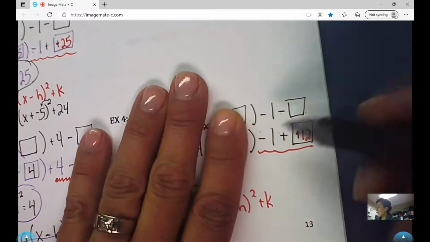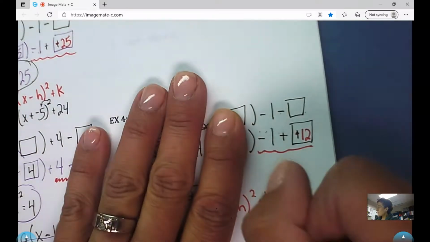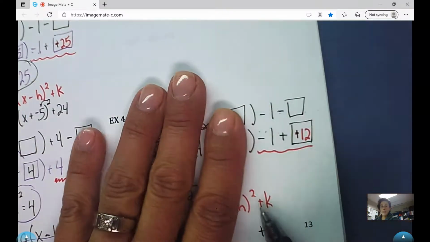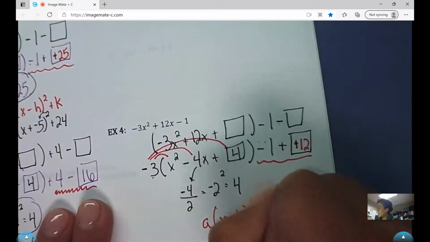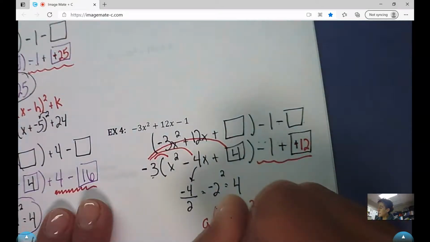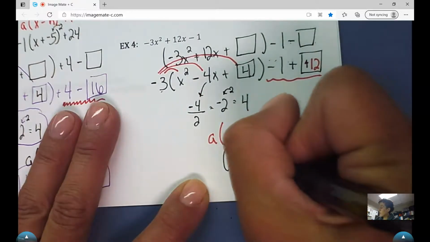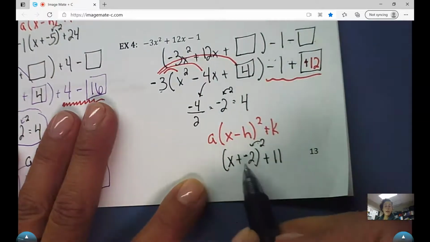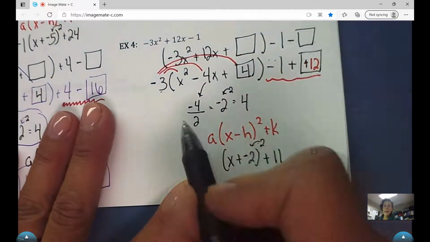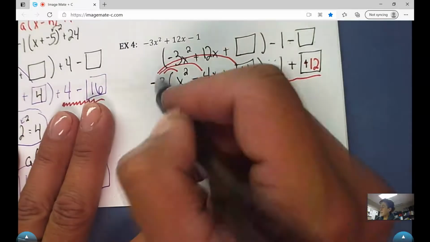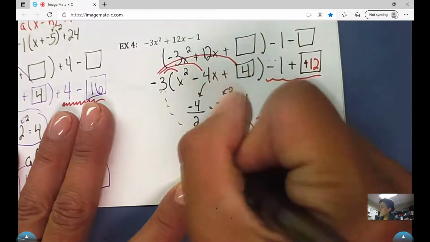That's called adding the opposite. So -1 plus 12 is actually +11, so that takes care of the plus k. I make my parentheses squared with x plus, and the number that will go in the parentheses in front of the squared is the same number that's in front of the squared. So I'll put -2. And if you want, you can always do x minus 2 instead. And then I'll bring my a back down, which is this 3, or -3.